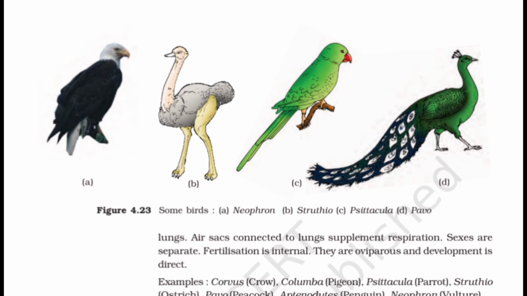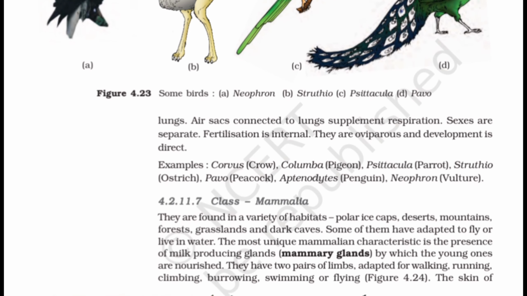Here we can see some examples of birds. A represents Neophron, B represents Struthio, C represents Psittacula, and D represents Pavo, the peacock.